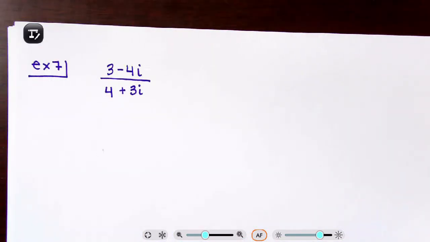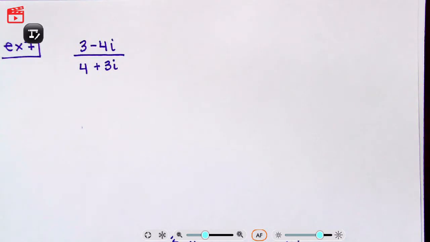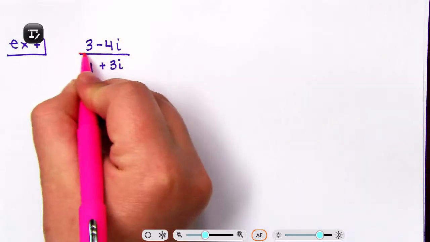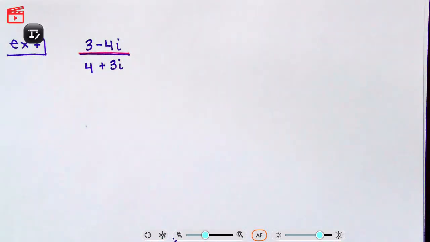All right, beautiful people, let's go ahead and move on to 2 more, and then I'm going to wrap up this video. This one here is asking for you to divide. How do you know it's asking for you to divide? Because it has a division symbol, which is this one here. Unfortunately, with complex numbers, we cannot divide, so we have to multiply by the conjugate.